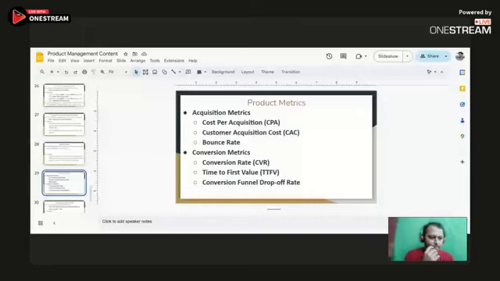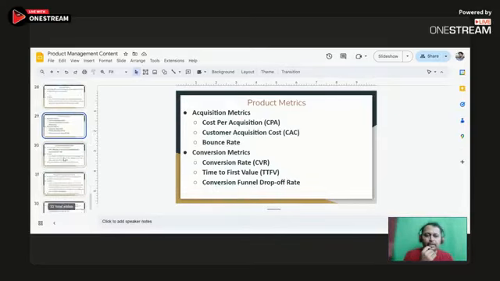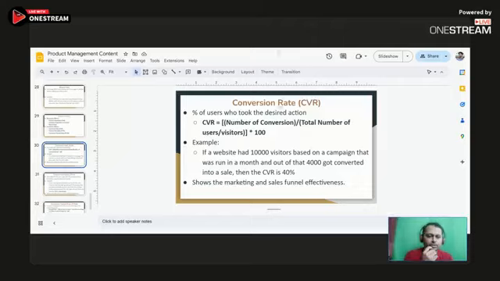Right. So as you see on the screen, last week we talked about acquisition metrics, where we covered cost per acquisition, customer acquisition cost, and bounce rate. So now we have conversion metrics, which are conversion rate as the first one, time to first value, TTFV, as the second, and third is conversion funnel drop off rate. We'll see these three in detail today. So first is conversion rate.